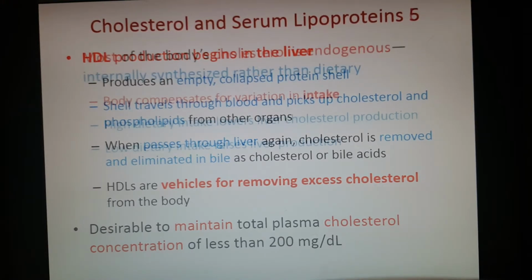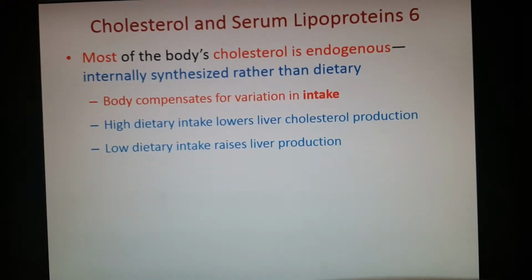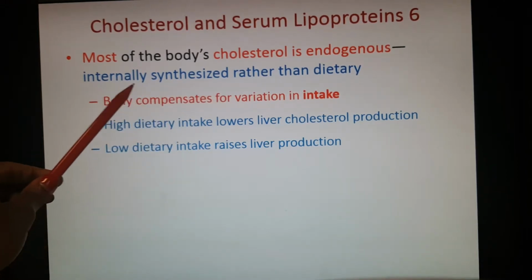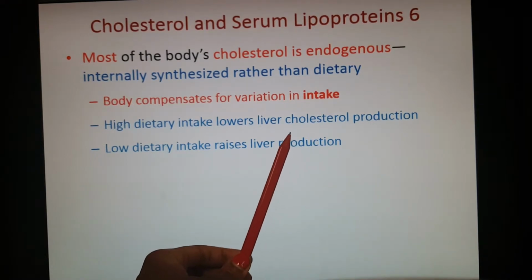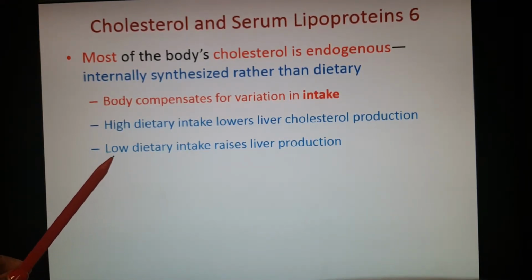With the cholesterol in your body, most of it is actually made by the body, internally synthesized, rather than being taken in from a dietary source. Depending on how much you take in through your diet, your body will compensate for the lack or excess of cholesterol. If you have a high dietary intake, then the liver will lower its cholesterol production. If you have a low dietary intake, your liver will raise production. So it still helps to maintain your cholesterol levels.